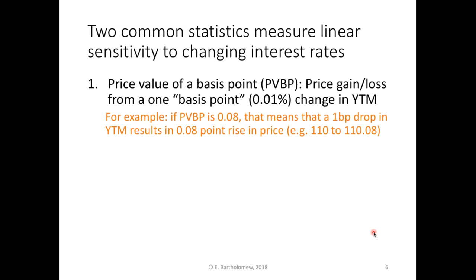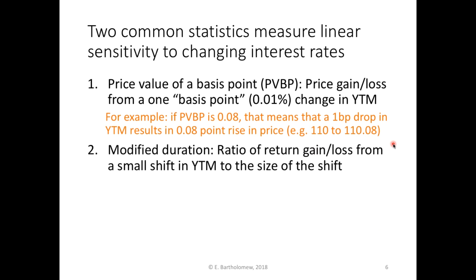So for example, if we know that the PVBP is 0.08, that means that a 1 basis point drop in the yield to maturity would result in a 0.08 point rise in price. So if the price were 110, it would go to 110.08.